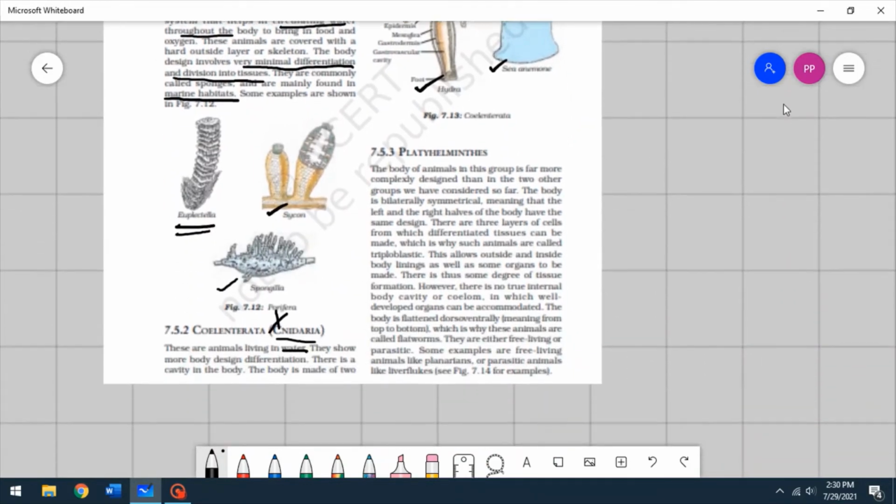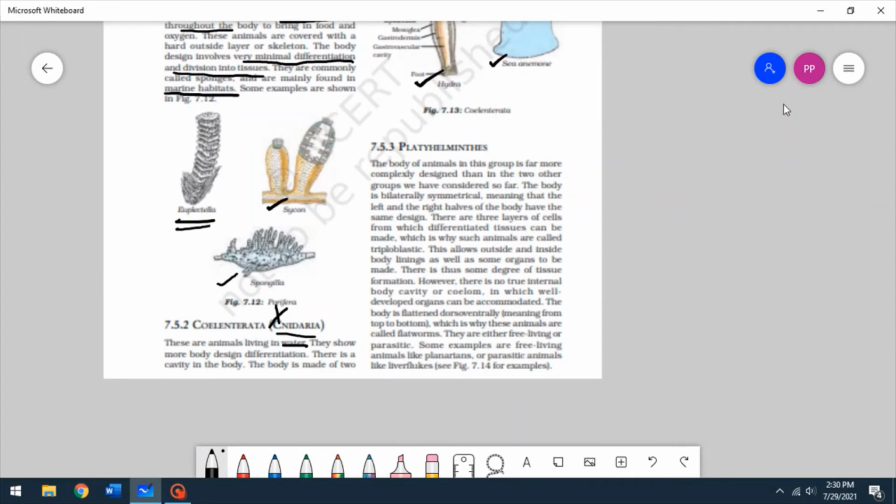And then the third phylum would be Platyhelminthes, and the body of animals in this group is far more complexly designed than in the two other groups. So Platyhelminthes has a higher level of organization than Porifera and Cnidaria, but relative to the other animals, the ones that come next, this Platyhelminthes also has a primitive body design. Alright, it is bilaterally symmetrical.